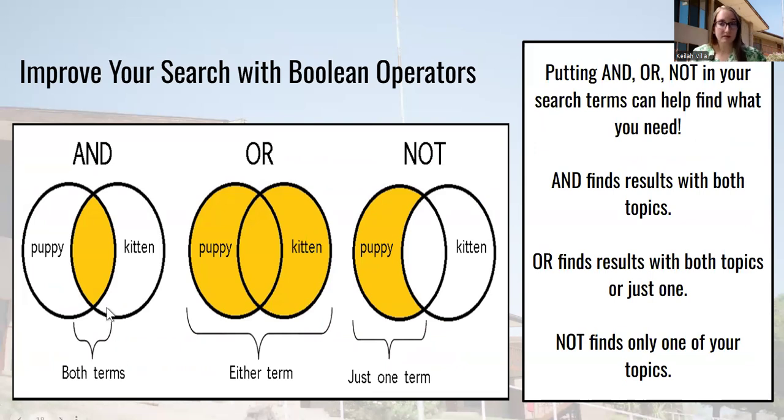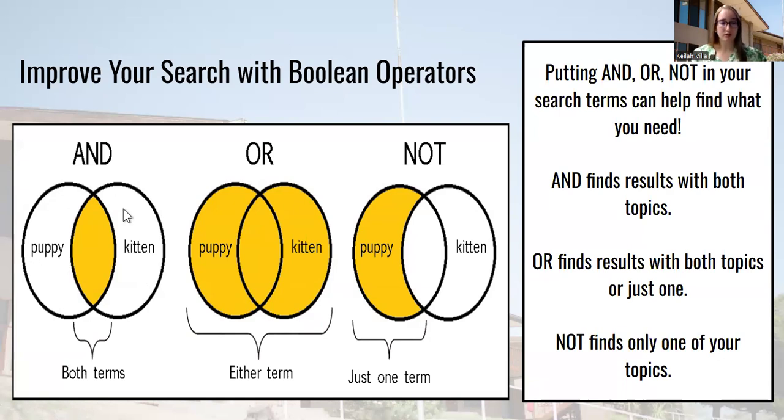So you're probably familiar with Venn diagrams from whenever you were in school. So Boolean operators are just a fancy way to make your search better. So they're going to pretty much be search terms that help you find what you need: and, or, and not. So for example, let's say you're doing research about puppies and kittens. So if you want to find things that only discuss puppies and kittens in the article, like they mention both things, then you would search puppy and kitten.